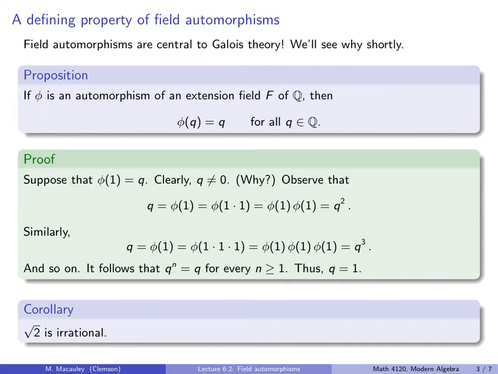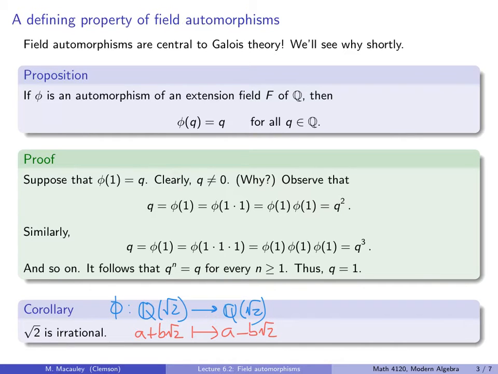Here's a simple corollary of this proposition. Root 2 is irrational. Let me say a few words about why. Well, on the previous slide, we constructed a field automorphism from Q of root 2 to Q of root 2. I think we called it phi. Yeah, phi. And it was defined by sending a plus b root 2 to a minus b root 2.